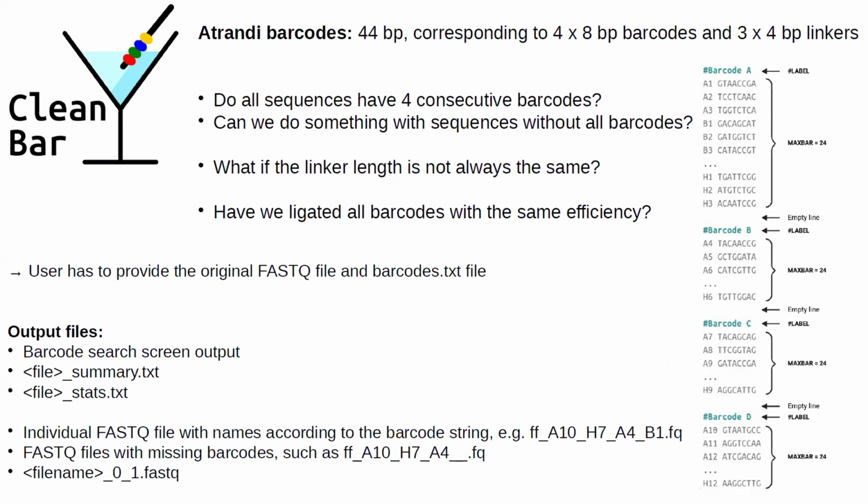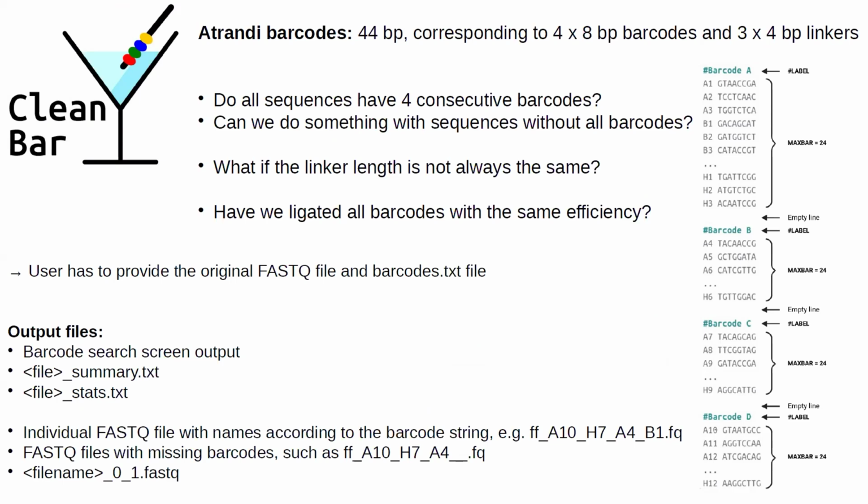In the case of Atrandi right now, we have a total length of 45 base pairs, because there are barcodes of 8 nucleotides, and the linkers between them are of 4 nucleotides. So the questions that we wanted to ask in the beginning, in our pilot run, were: will all the sequences have the 4 consecutive barcodes, and if not, can we do something to save the sequences that do not have all the barcodes? Then, is the linker length always the same?